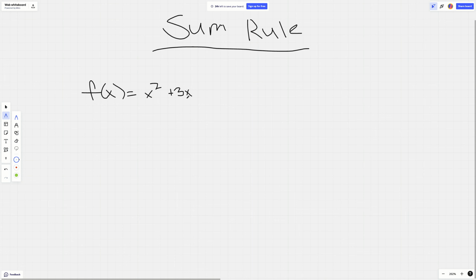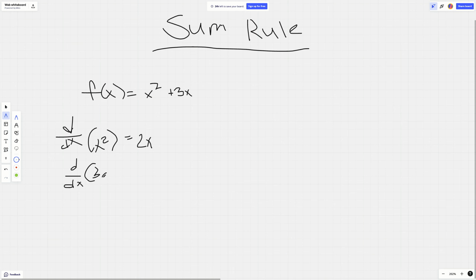Now, the sum rule essentially states that when we're taking the derivative of such a function, we can simply take the derivative of each term individually and sum up the results. So how is that going to work? Well, the derivative, or d over dx, of x squared by itself as a term is equal to 2x. We discussed this last video. It's simply going to be the power rule. Now, what's the derivative of 3x?